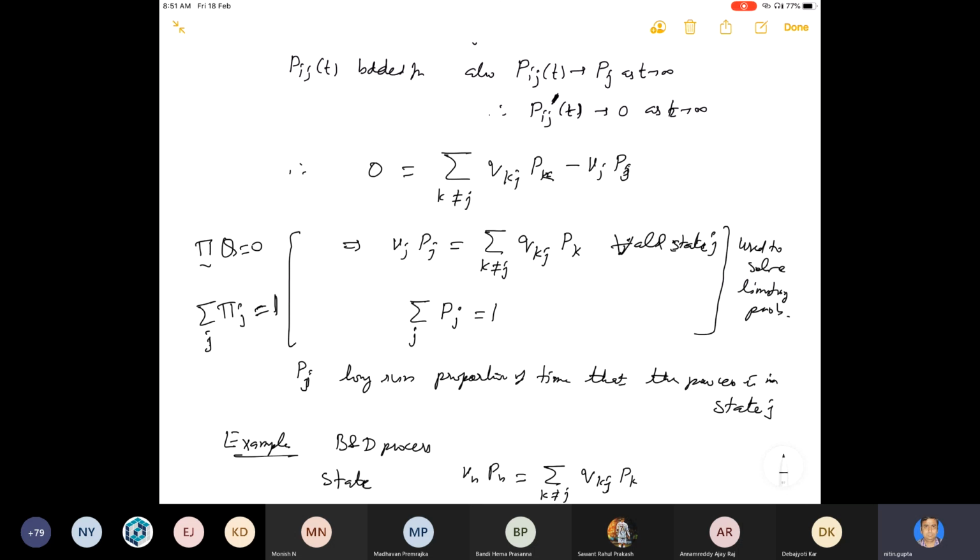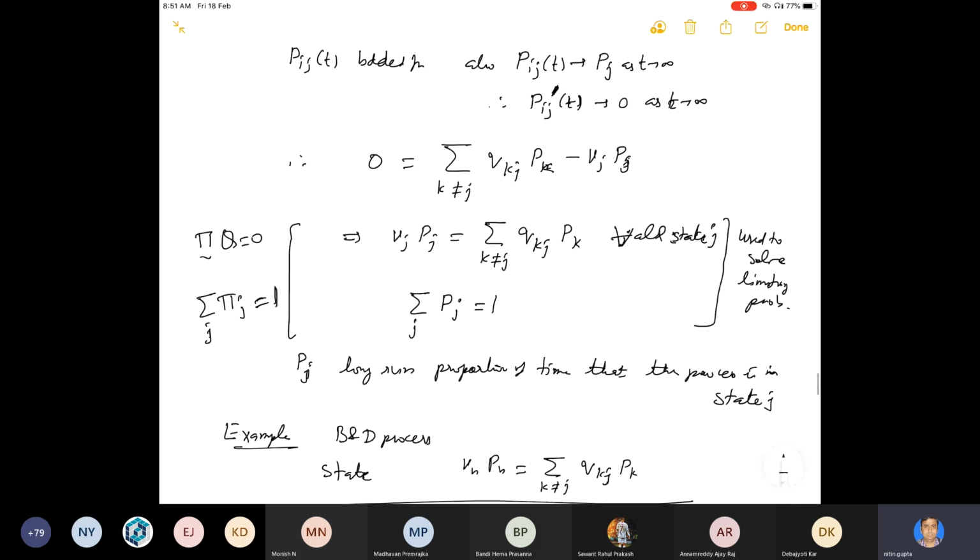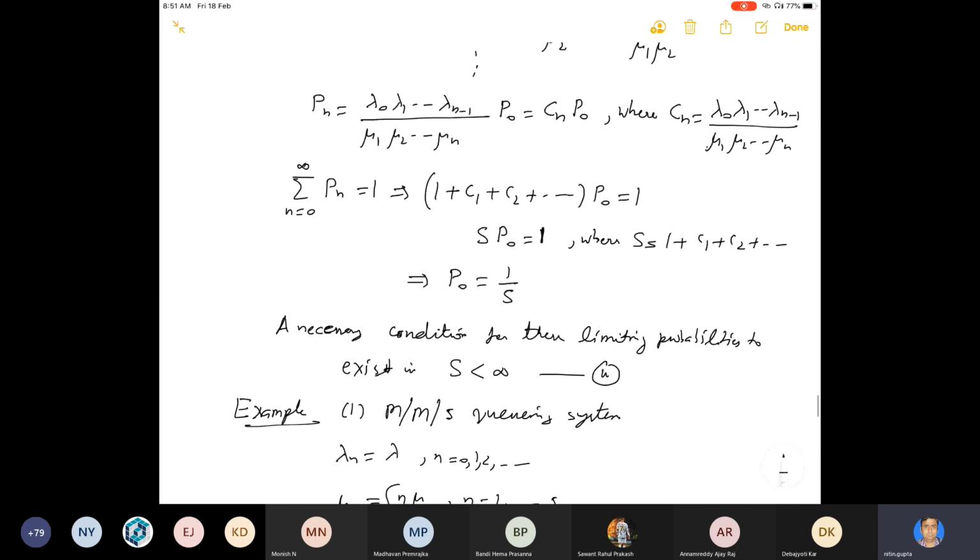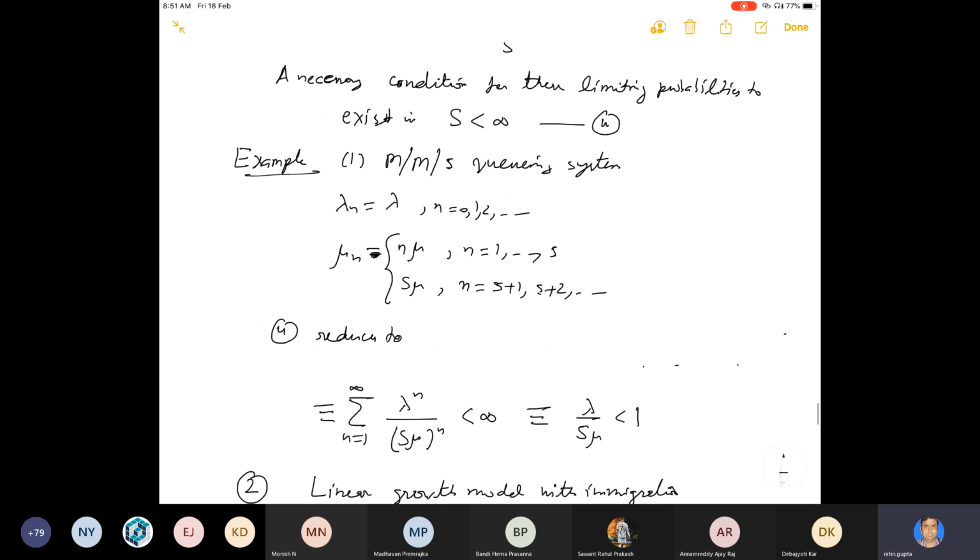Okay, I think we can now start from next time. We will solve this example and some more solutions. So any question till now?